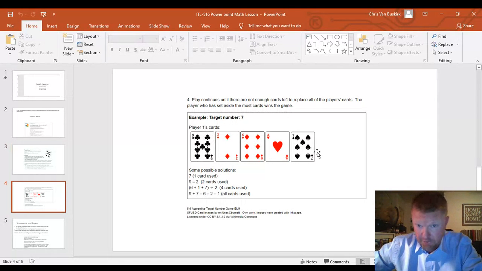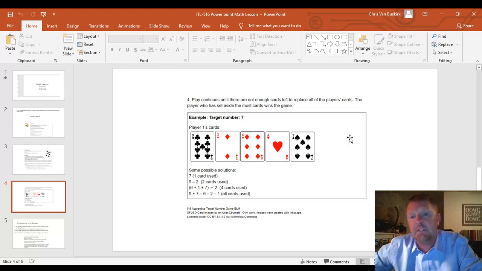You've got these 5 cards here. So one, it would be 7 there. That's obvious. Another way to get there is 9 minus 2 is 7. Another way to get there is 6 plus 1 plus 7 is 14 divided by 2 gives you 7. And finally, 9 plus 7 minus 6 minus 2 minus 1 equals 7. So the more cards you use in this game, the better you're going to do. And the object is to find as many different ways you can to get to that target number.